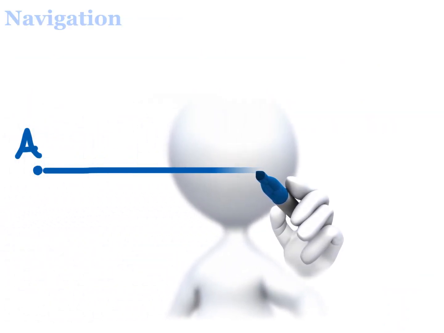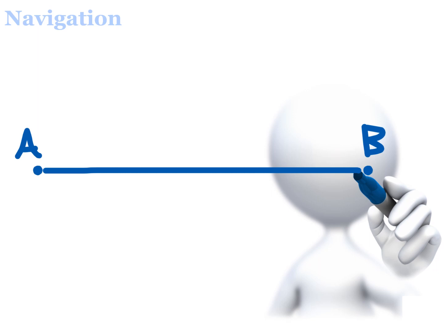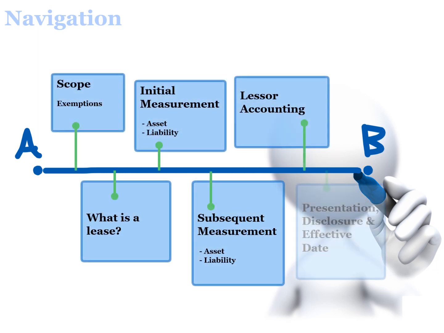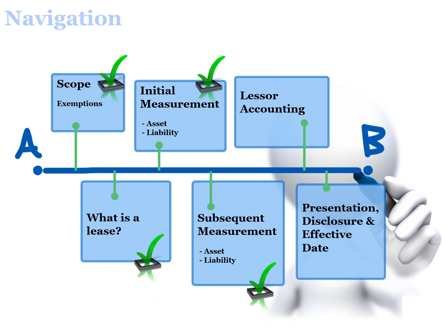So that effectively is your measurement. We looked at the initial measurement and the subsequent measurement of the asset and liability. And I'm hoping you'd agree with me, I don't think it's particularly complex. I think that once you're in the leasing standard, I think the accounting will be a bit easier.